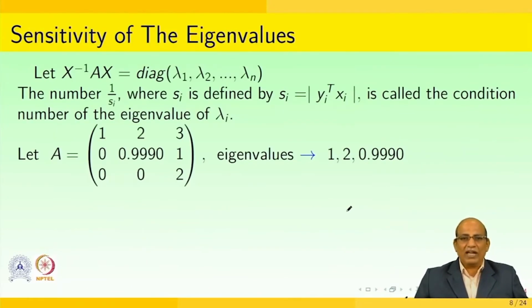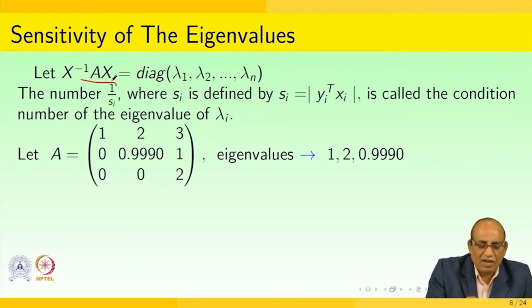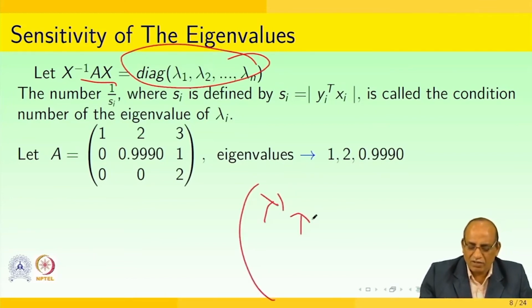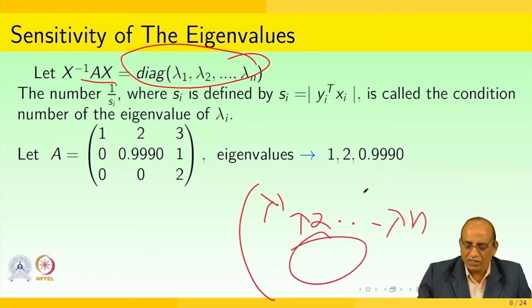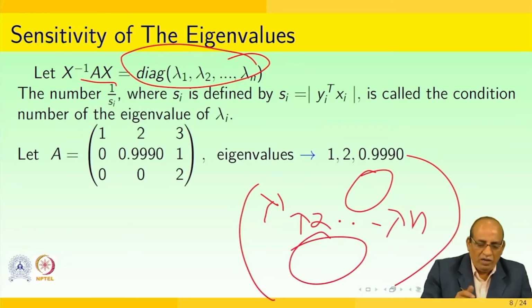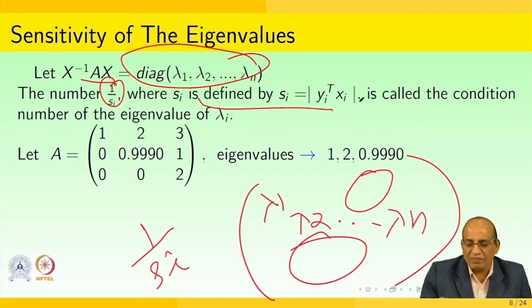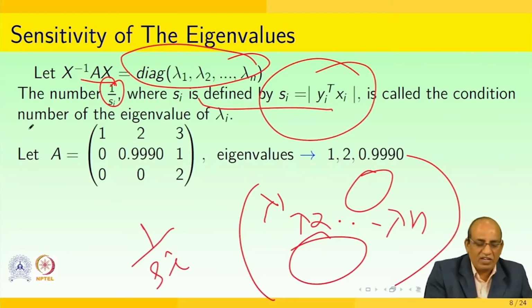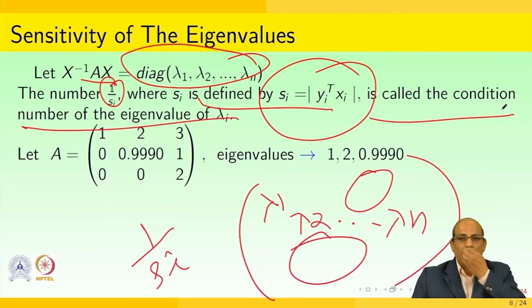Fine. So next, how do you compute the sensitivity of the eigenvalues? How do you find out whether the eigenvalue is sensitive or not? Look here, let x inverse A x be equal to the diagonal matrix with lambda 1, lambda 2, up to lambda n, and everything else is 0. This is the diagonal matrix. The number 1 over s_i, where s_i is defined by s_i equal to the modulus of y_i transpose x_i, is called the condition number of the eigenvalues. This is what we call the condition number.